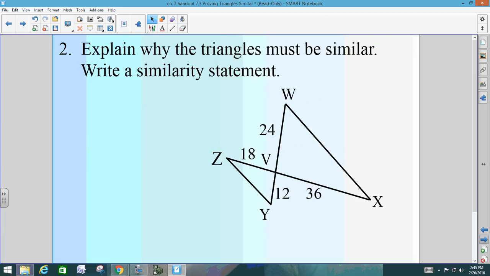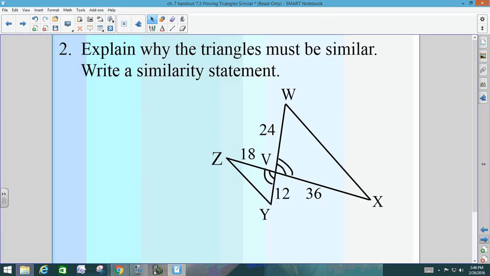Number 2 on the top of the other side. Explain why these must be similar and write a similarity statement. I always look for angles first. I look to see if I have congruent angles before I ever check sides. Do we know if we have any pairs of angles congruent here? Who said yes? Which ones? Vertical. Good. You have a pair of vertical angles at V. So we know that these angles are congruent. Do we know if any of the other pairs are congruent? No, because I don't have parallel lines to give me the alternate interior here.